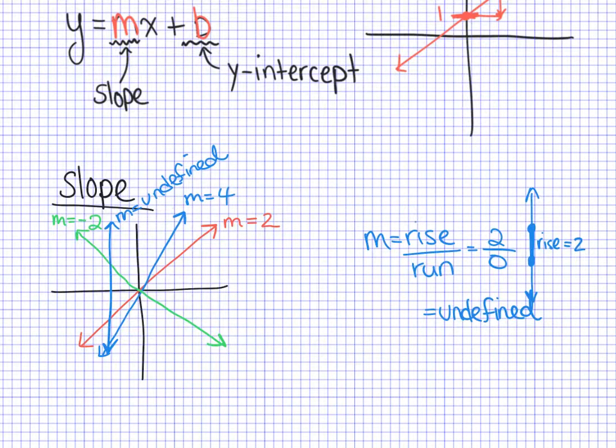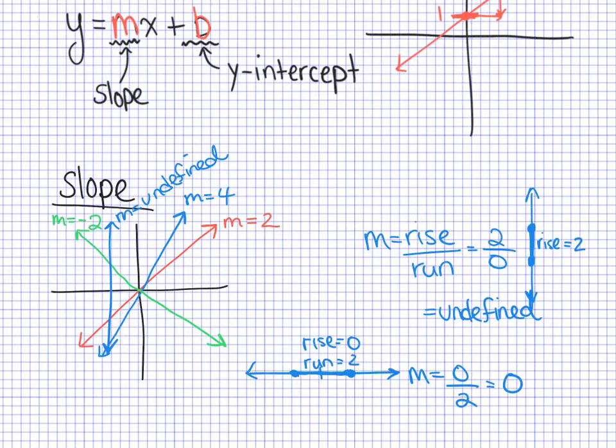And for a horizontal line, which looks like this, it's a similar situation. If you pick two points on your horizontal line, you could say between these two points it's going over 2. But we're not going up at all, so the rise of our line would be 0. Slope is rise divided by run, so 0 divided by 2 would just be 0. A horizontal line has a slope of 0.